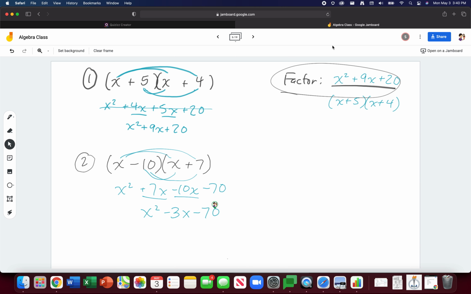Which is that these two numbers are going to add to this number and multiply to this number. Okay, so now this is my question, right? I'm going to factor this. So the question that I'm going to put in Quizizz is to factor x squared minus 3x minus 70, and my answer is going to be x minus 10 and x plus 7. Okay, so let's put it in.